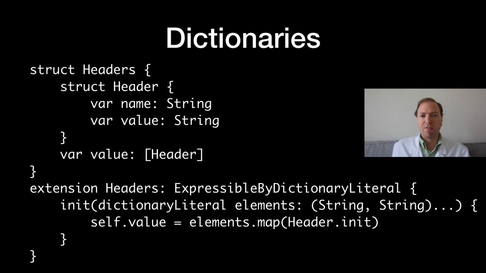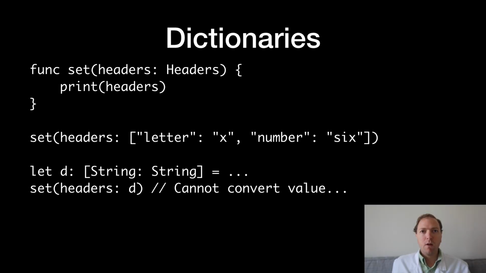Other literal types are almost the same. Here's an example for dictionary literals. We normally use dictionary literals to create, well, dictionaries, but we can make our own types from them too. This headers struct contains a list of header values, which are pairs of strings. We implement the ExpressibleByDictionaryLiteral protocol to take an array of pairs of strings, construct the header values, and set the property. You can use a dictionary literal to create a headers value to pass in as a function parameter or anywhere else the compiler expects to find headers. You can't pass a string-to-string dictionary stored in a variable or derived from some other expression, though.